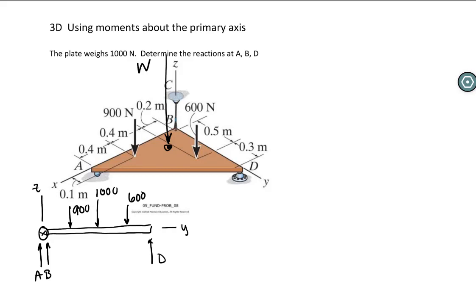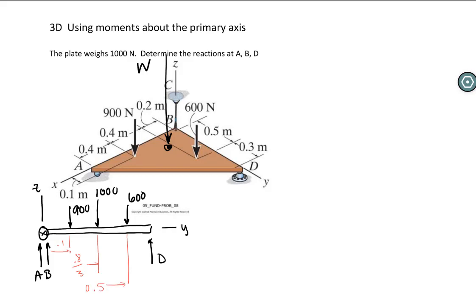The lever arms may be obvious, but let's go ahead and draw them in here. The 900 has a lever arm of 0.1, viewed from this side. The 1,000 is 1/3 of the whole length. So the whole length here is 0.8, and the 1,000 acts at the 1/3 spot. So let's put that lever arm here of 0.8 over 3. Then the 600 has the lever arm that's obvious here, which is 0.5.